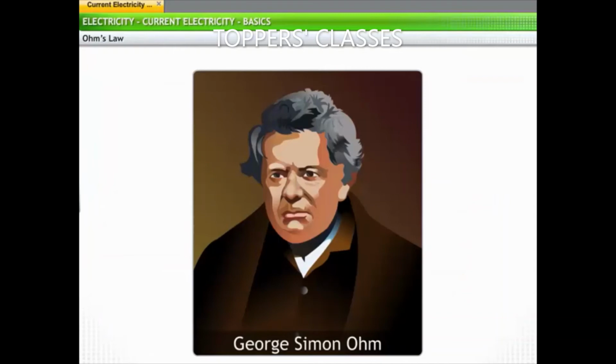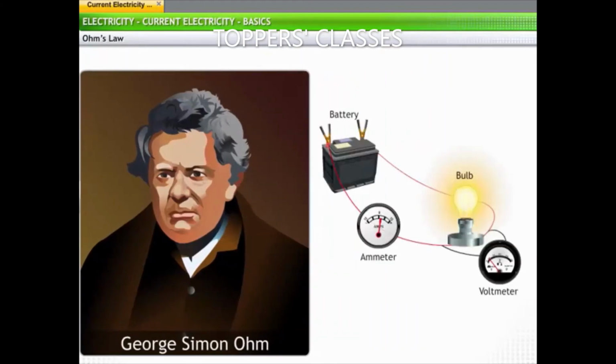In 1827, a German scientist, George Simon Ohm, conducted a series of experiments to study the variations in electric current when the potential difference across a conductor was changed. With the findings of his experiments, he postulated Ohm's law, which explains the relationship between electric current, voltage, and resistance.